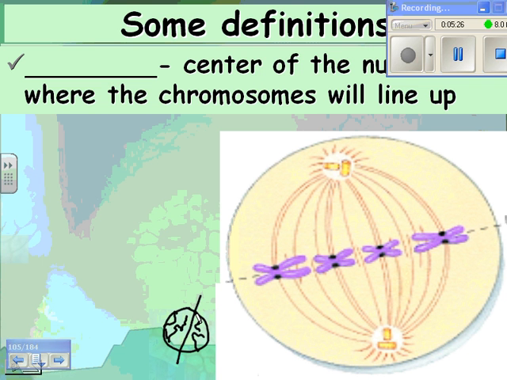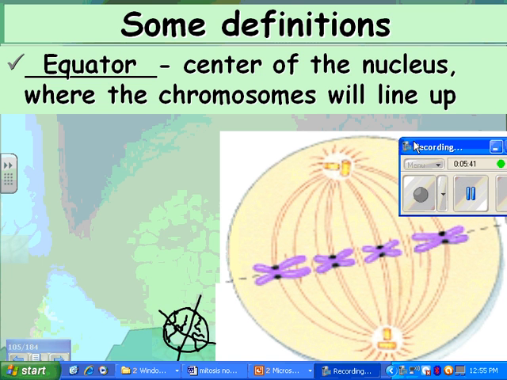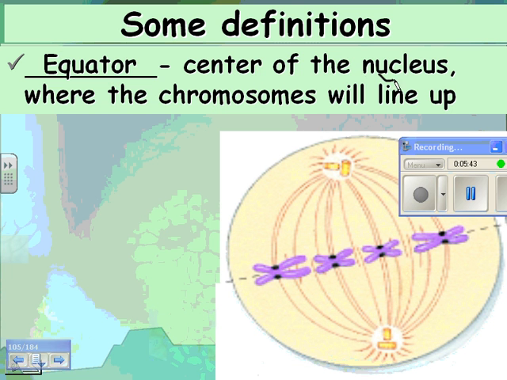Anyway, you've got poles, the North Pole and the South Pole, and then you've got the equator, which is probably drawn in the wrong place. But anyway, the equator is the center of the cell, just like the center of the planet. So the equator is the center of the nucleus. I shouldn't have said cell. Center of the nucleus, where the chromosomes line up.